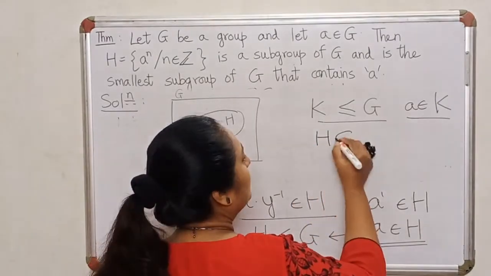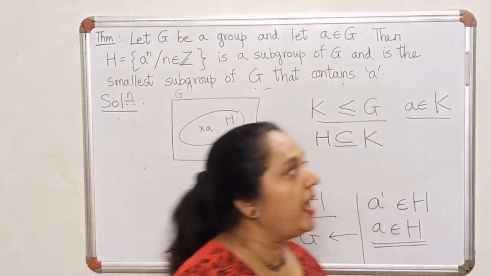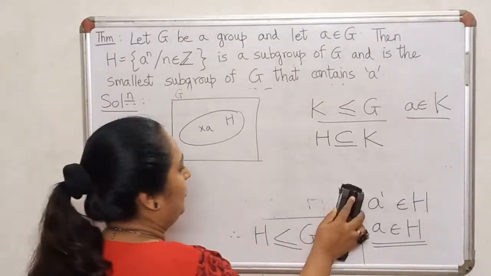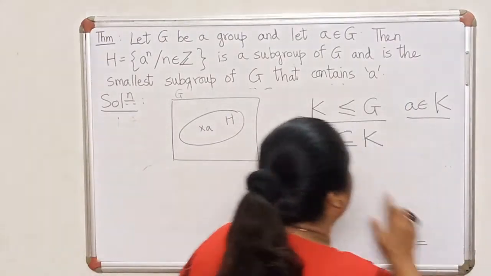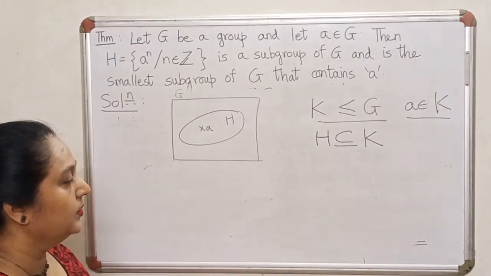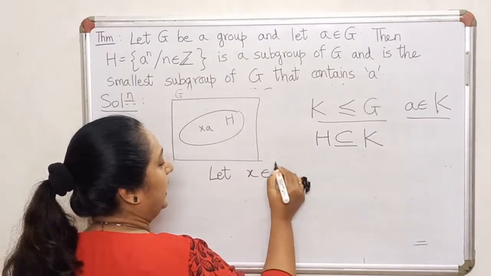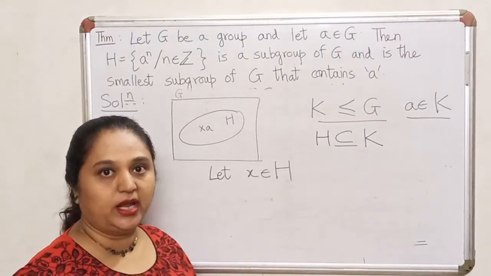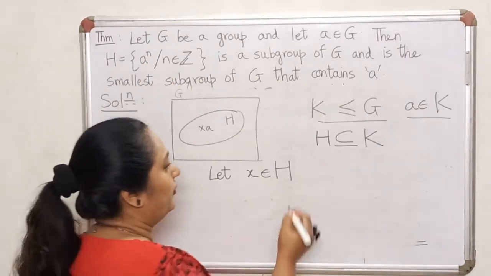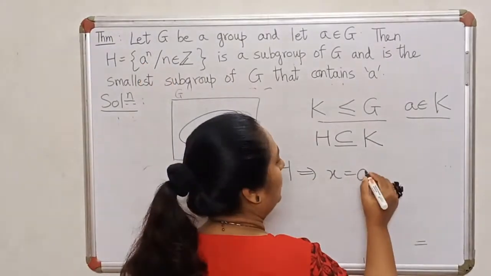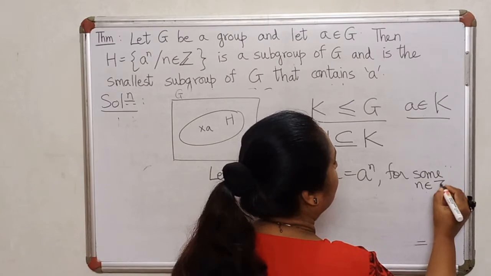So I will prove that H is a subset of K. Mind you, K is any subgroup of G which contains the element A. And my aim is to now prove that H is a subset of K. So let me try and prove this. Take any arbitrary element of H, but then every element of H has to look like an integral power of A. So this element X is going to look like A raised to n for some integer n.